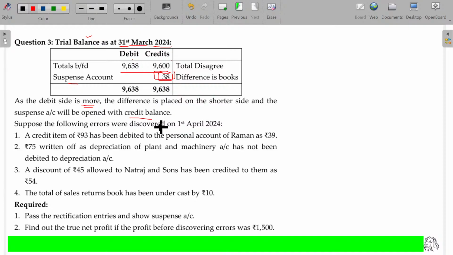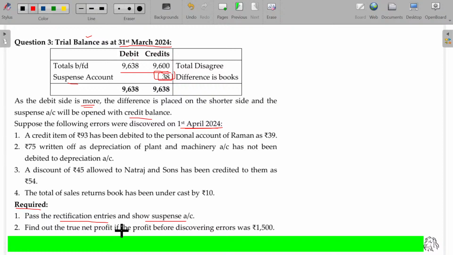Suppose the following errors were discovered on 1st April 2024. Now only we came to know these are the errors we have. Clear? How can we pass the rectification entry? Errors 1, 2, 3, 4 are there. Requirement: pass rectification entries and show the suspense account. After preparing the suspense account, you have to confirm whether the suspense account is removed totally.